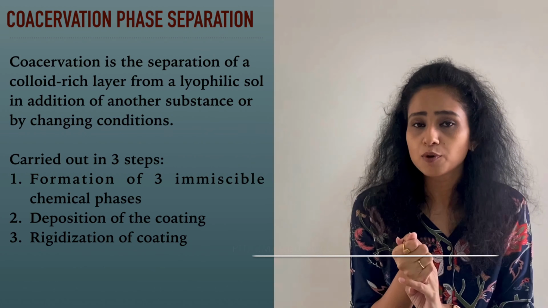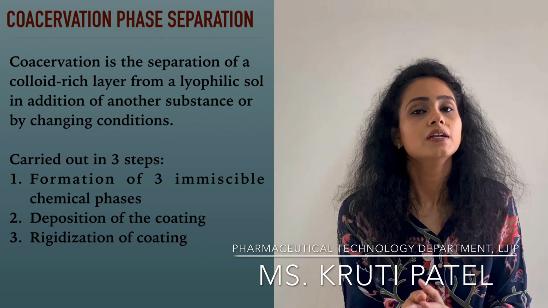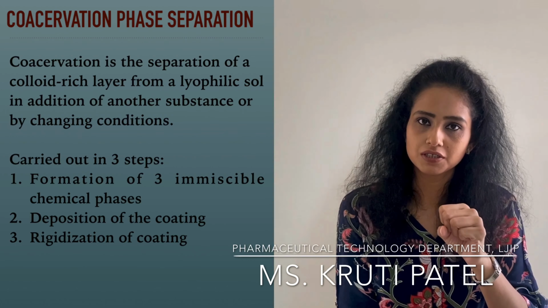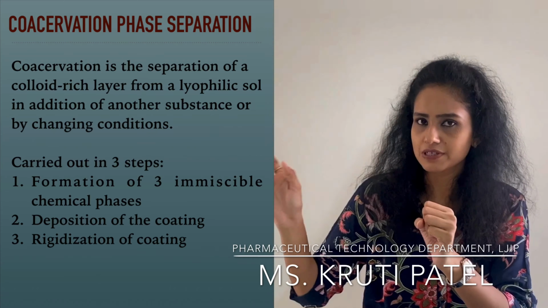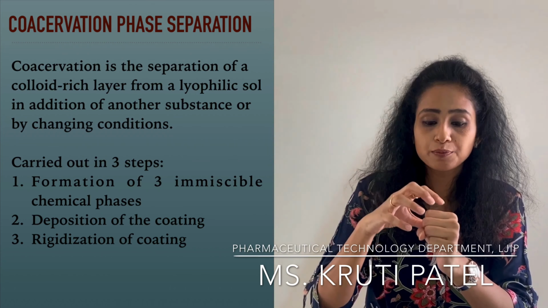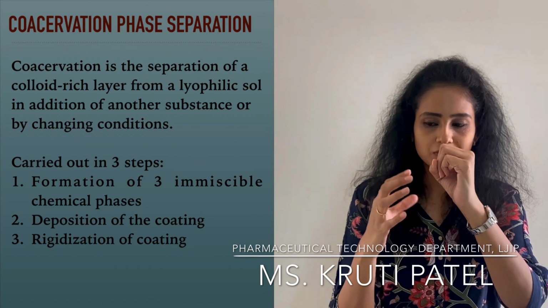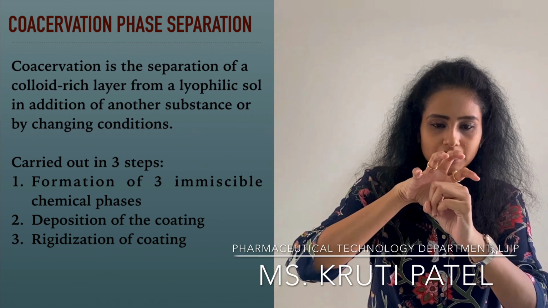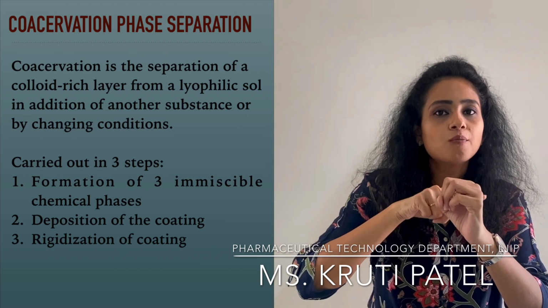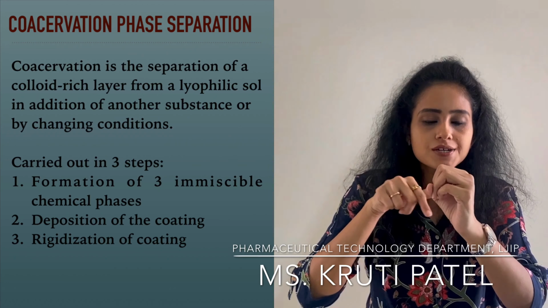Second part is deposition of coating layer. Now what happens? You have your core material, right? Once you are done with the first step, separation of 3 immiscible phases, then what happens? That is deposition. Suppose this is a coating material. Around it the molecules have to come, and there should be deposition of those molecules. And that should form a continuous film.